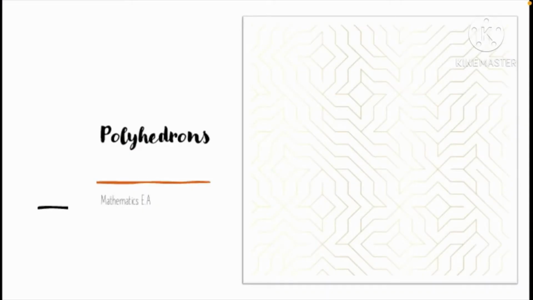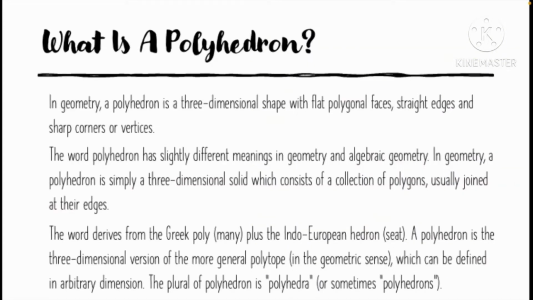Enrichment activity on the topic polyhedrons. What is a polyhedron? In geometry, a polyhedron is a three-dimensional shape with flat polygonal faces, straight edges, and sharp corners or vertices. The word polyhedron has slightly different meanings in geometry and algebraic geometry.